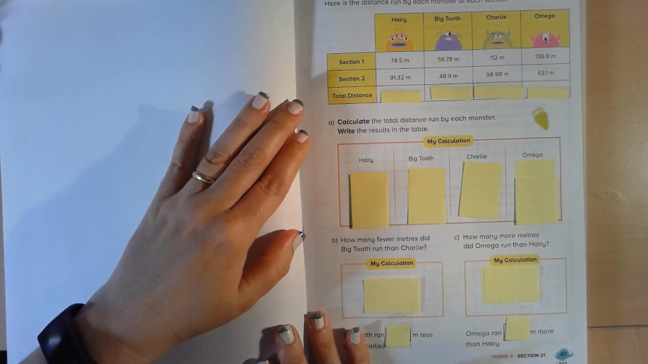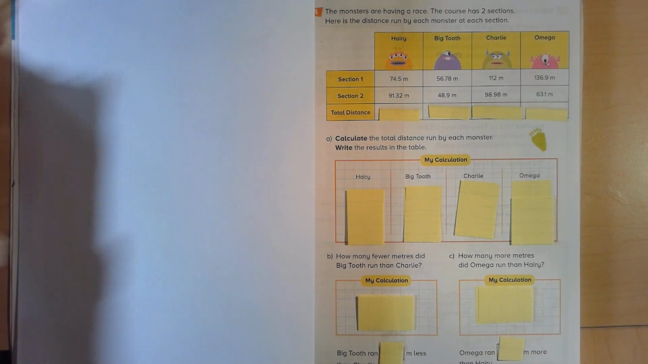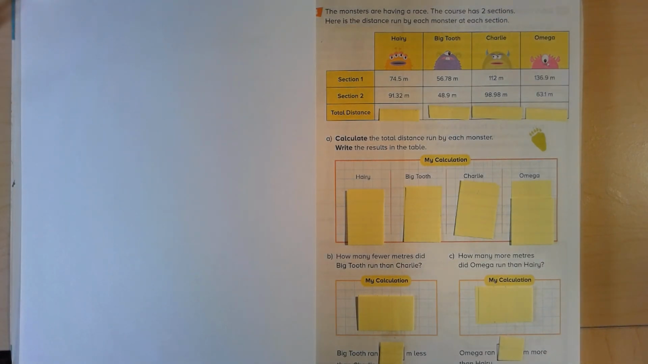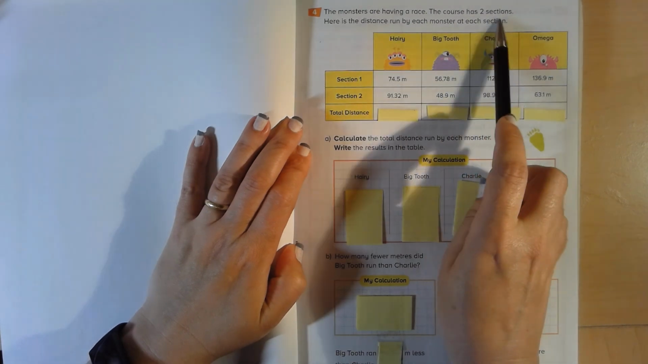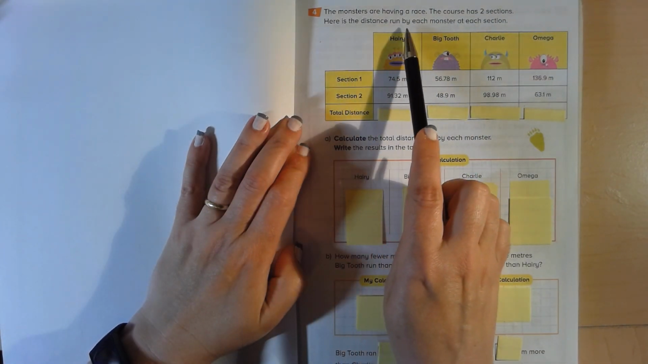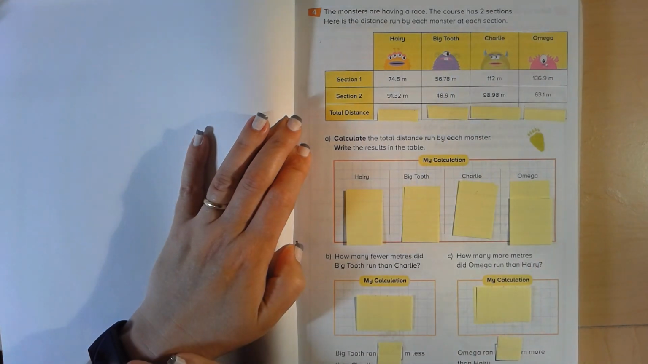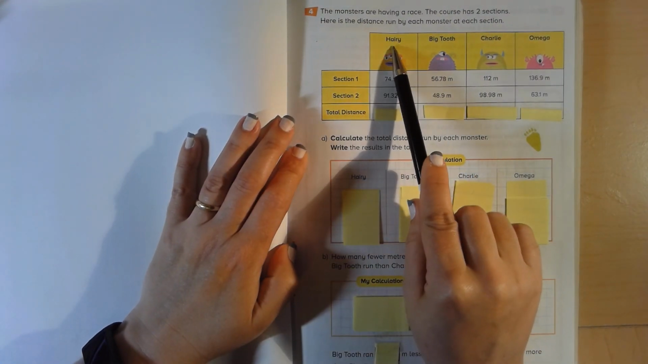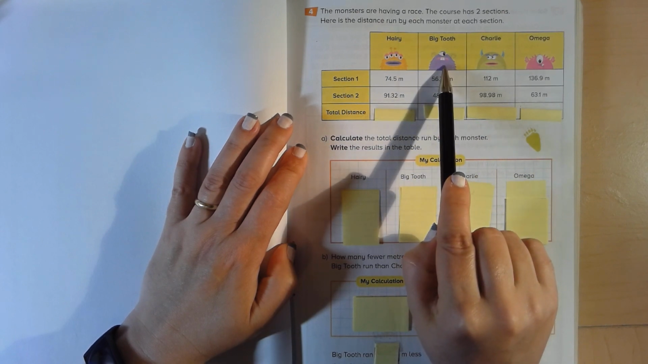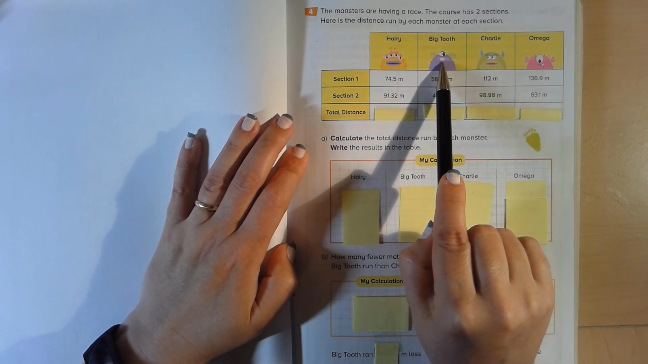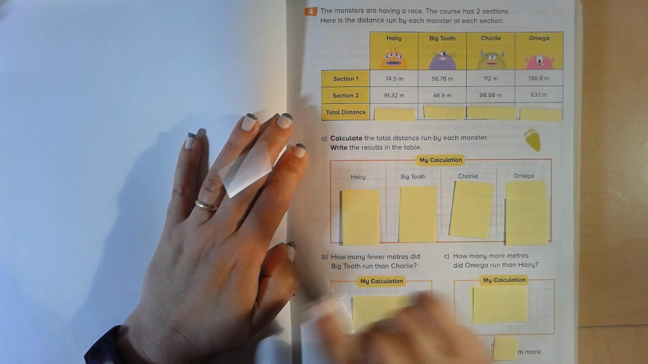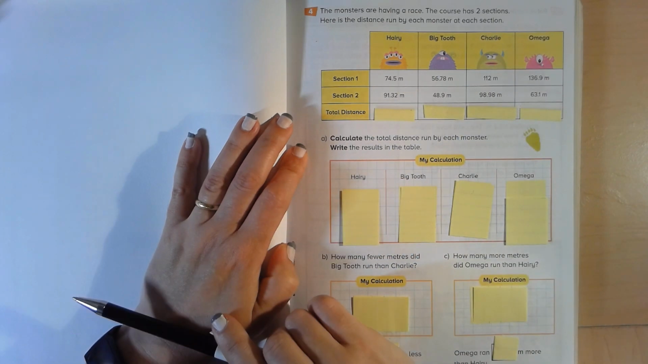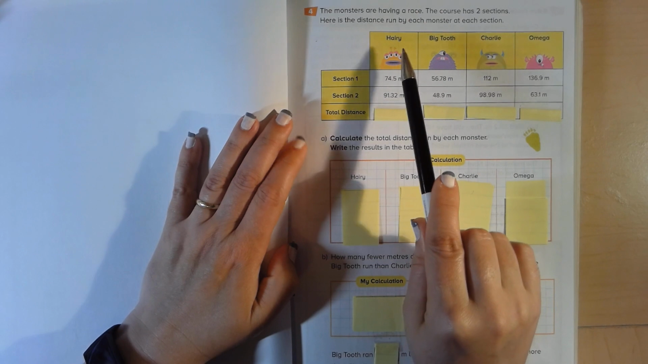So turn to page 47. Our monsters are back. Cute little monsters. The monsters are having a race. The course has 2 sections. Here is the distance run by each monster at each section. So our monsters are named Harry, Big Tooth. He actually has 2 teeth. We will overlook that. Charlie and Omega. Omega actually just has the 1 tooth. Alright. To each his own.